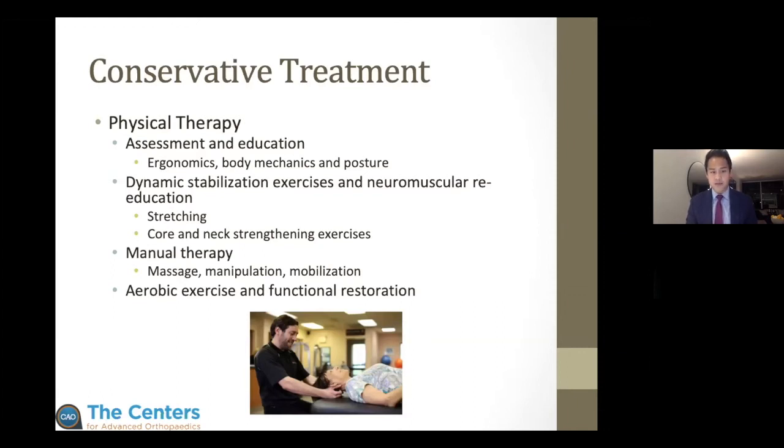And then from there, we want to move on to manual therapy if needed. So this is massages, manipulation. And then we want to get you back to functional restoration and have good endurance. So this is making sure that you're doing everything around the home and that you have the ability to do everything that you were doing on a daily basis. So physical therapy is paramount in treating people and hopefully not only getting you better from the current episode that you're having, but also preventing future episodes by giving you the tools you need to keep those symptoms away permanently.